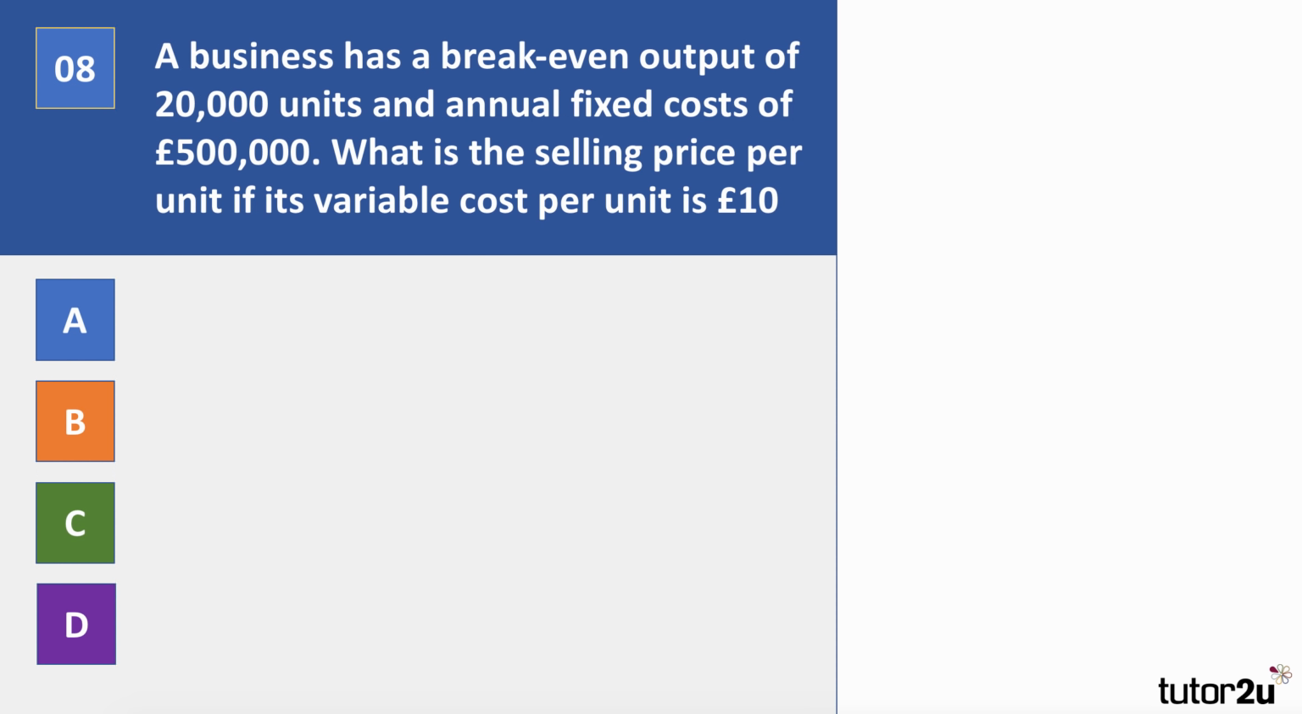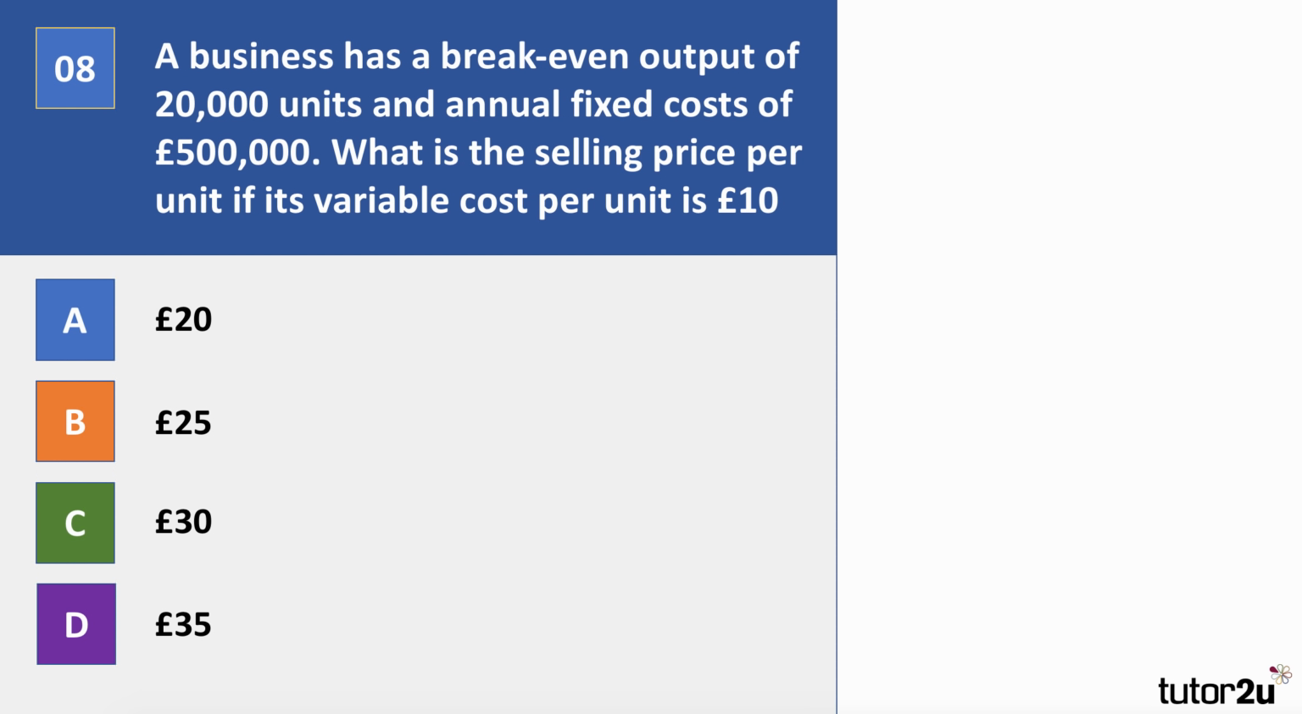Okay, almost halfway. Question 8. A business has a break-even output of 20,000 units and annual fixed costs of £500,000. What is the selling price per unit if its variable cost per unit is £10? 4 options to choose from. So again, calculators out this time maybe, and have a go at this one.